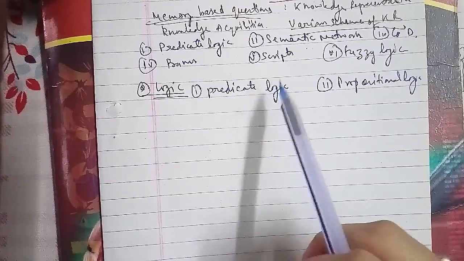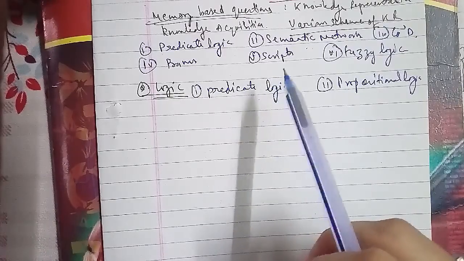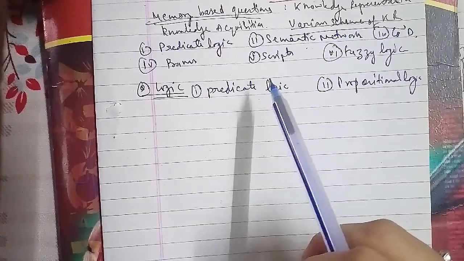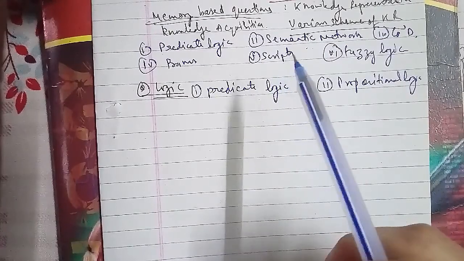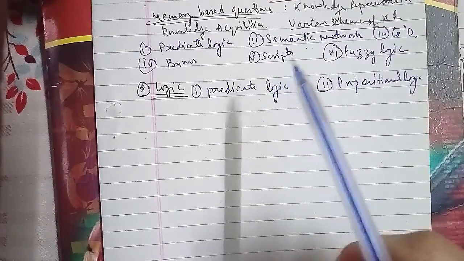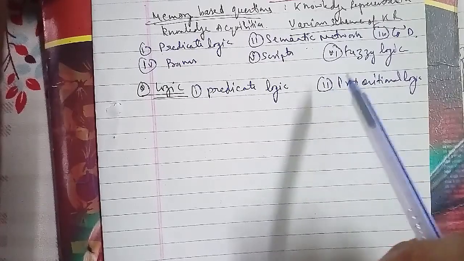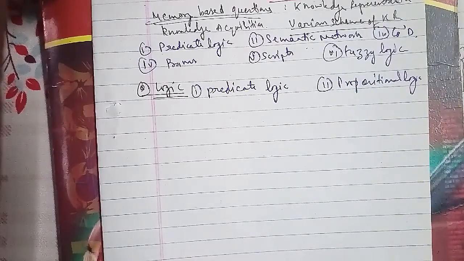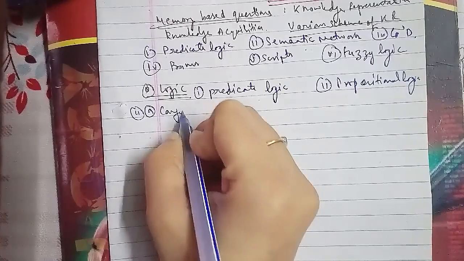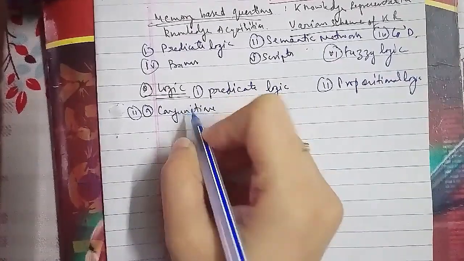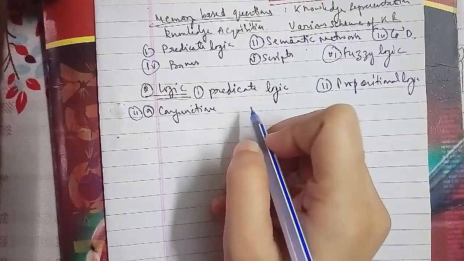Talking of propositional logic, the major normal forms in propositional logic are, first, the conjunctive normal form. A formula is said to be in CNF if it has A1 and A2 and so on, where the A's are atoms or equations of atoms. This was one normal form of propositional logic. The second is the disjunctive normal form. These were the memory based questions as well.